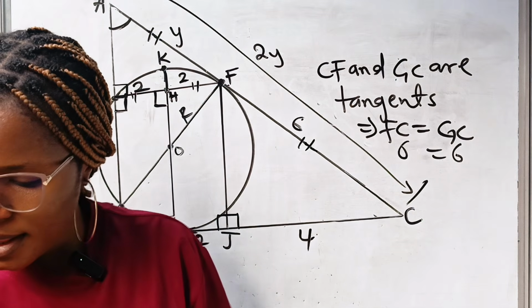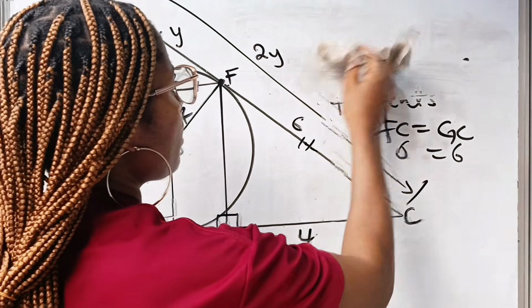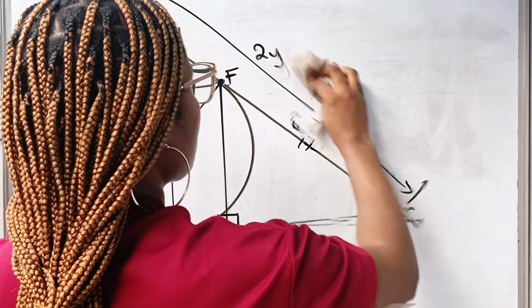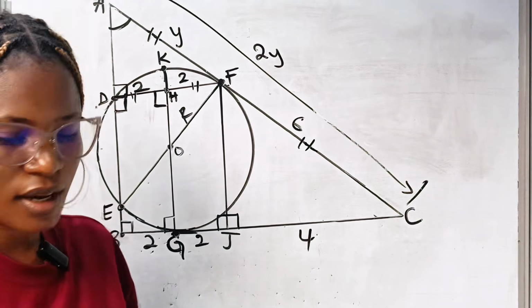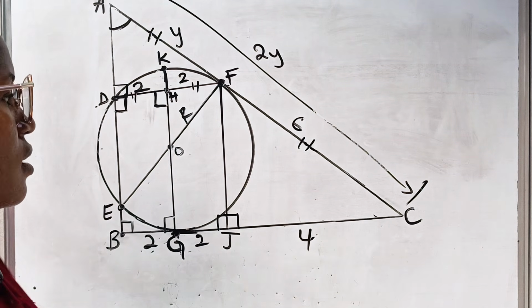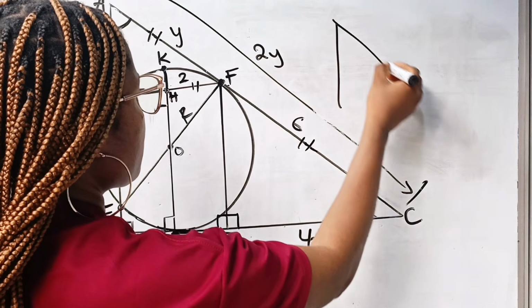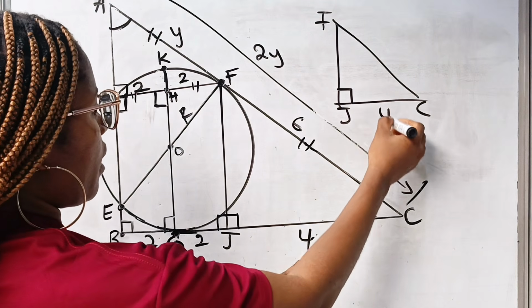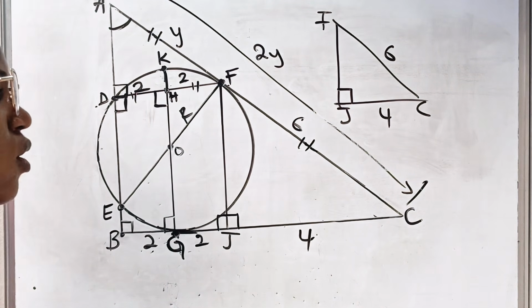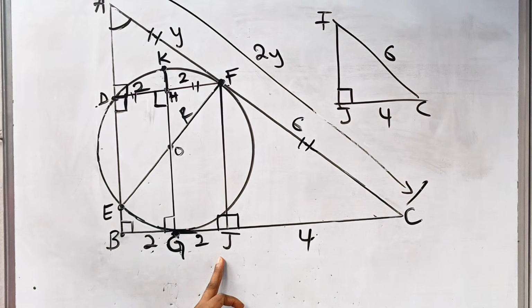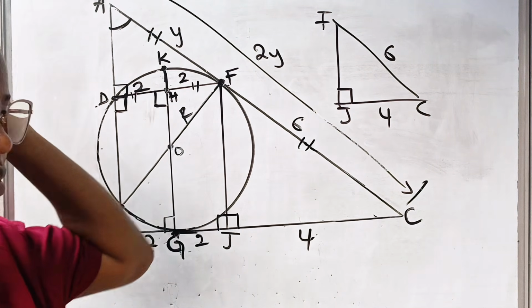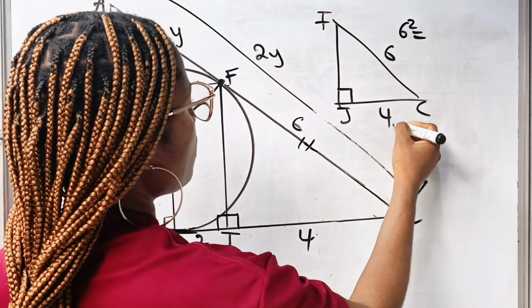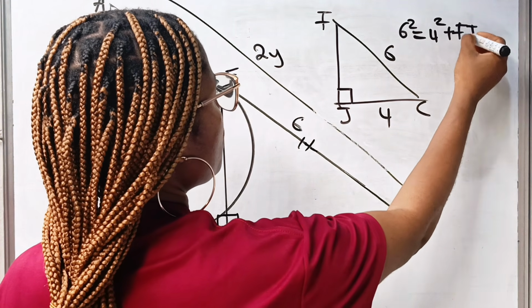Now, we have gotten a right angle triangle that we can actually use to solve our problem here. Yes, triangle FJC is a right angle triangle. So we have 4 here and we have 6 here. We are going to find FJ using the Pythagorean theorem. So this is the hypotenuse. So 6 squared is equal to 4 squared plus FJ squared.